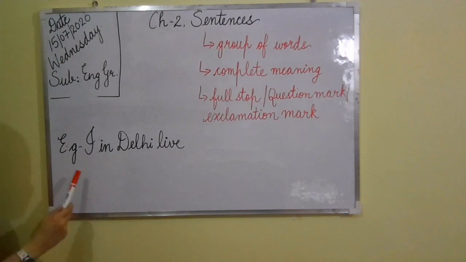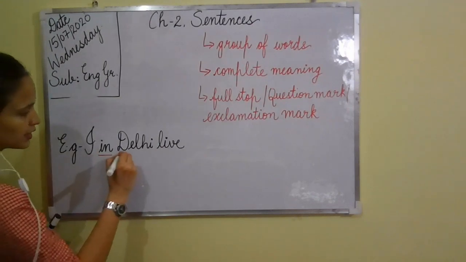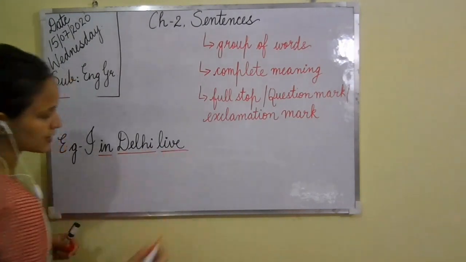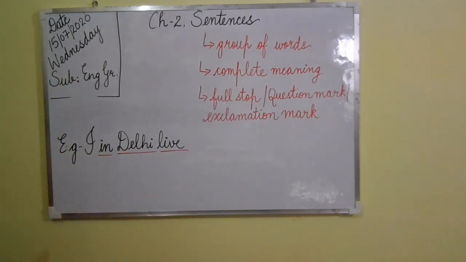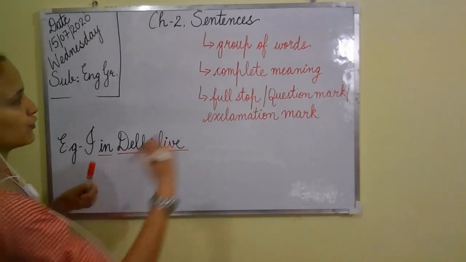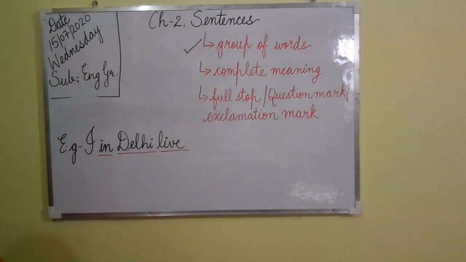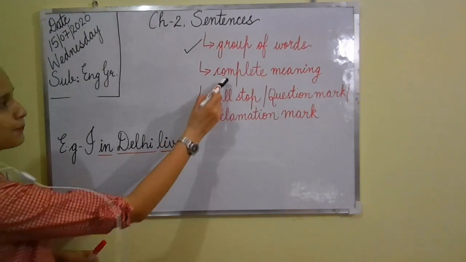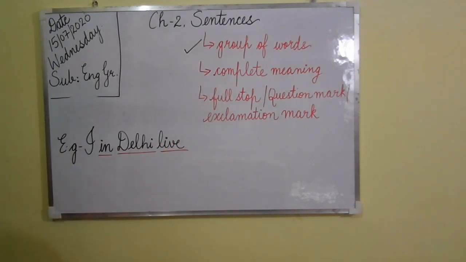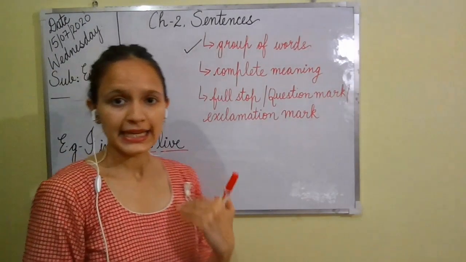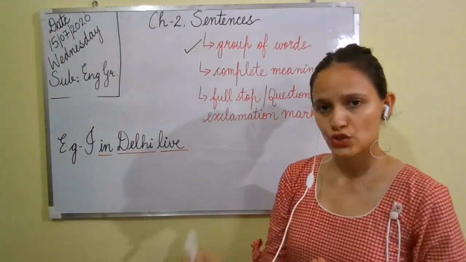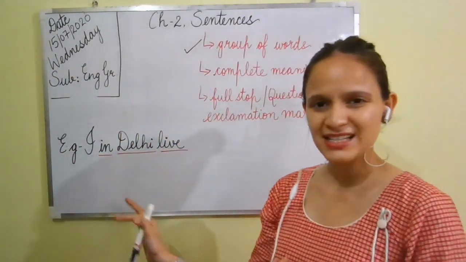Okay. So here you can see this is a word, this is also a word, this one is also a word. So here also you can see a group of words. So this category is fulfilled. Okay. Next is complete meaning. Okay. So read it. I in Delhi live. So does it make any sense?